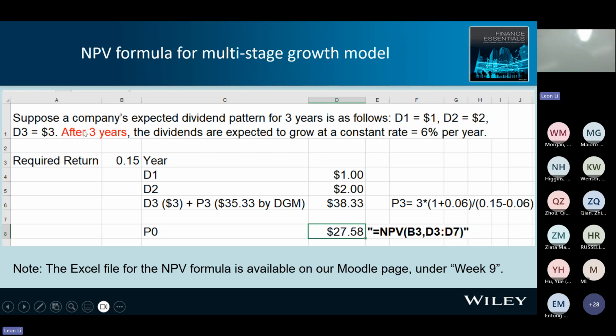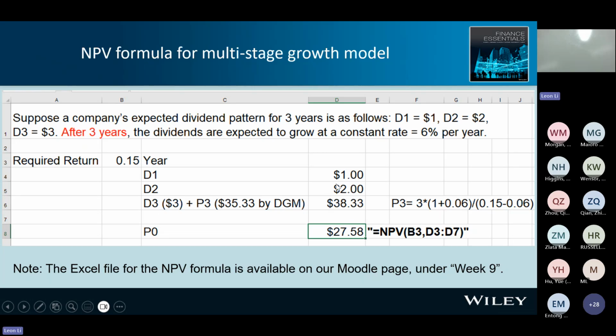So the cutoff, year 3, this is the point, all right? So we have D1, D2, D3, right? After year 3, our dividend growth rate is 6%. We apply the DGM model to get P3, right? I calculate P3 here. This is P3. So at year 3, our total cash flow, P3 plus D3, is here.